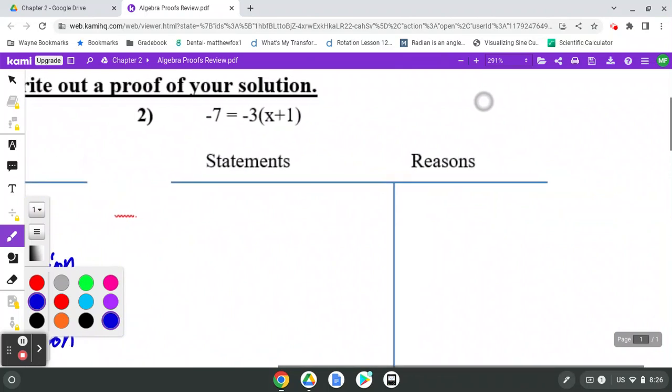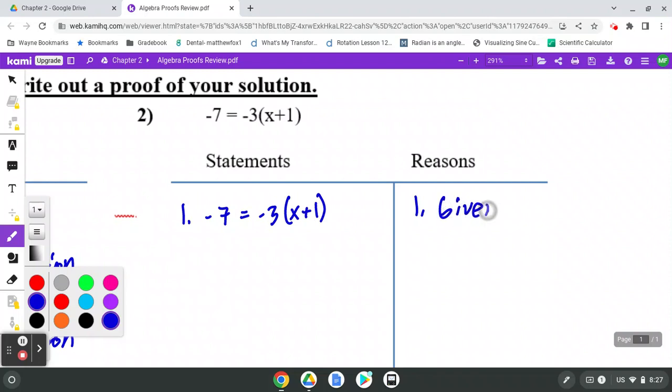So our second one, remember, the very first thing we always do is write down our problem. And this one will be slightly different. The reason will still be given, but instead of starting by adding and subtracting, we are going to want to distribute that in. So if we distribute that in, we'll still have negative 7 equals negative 3x minus 3. And why did we do that? Because this is the distributive property.